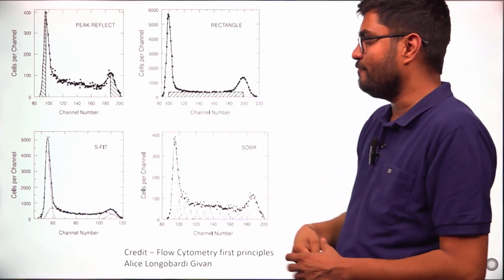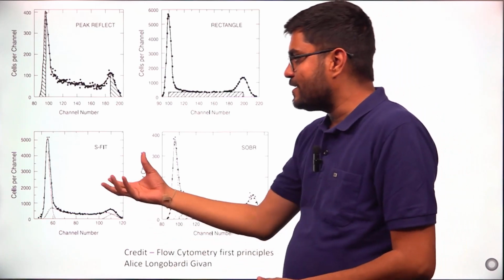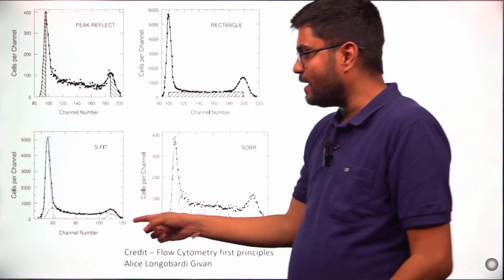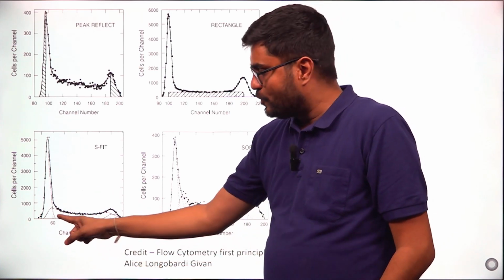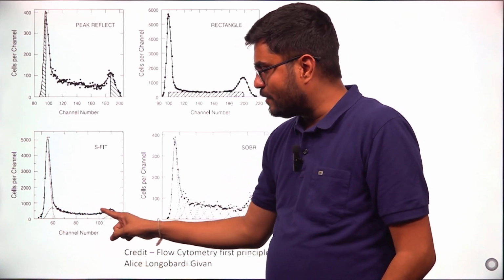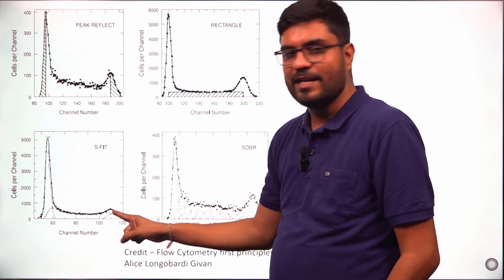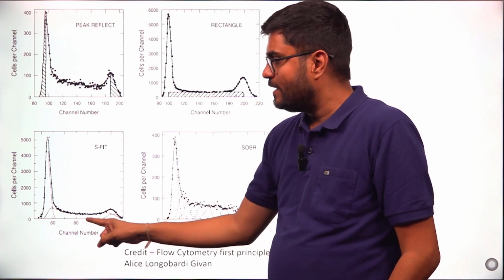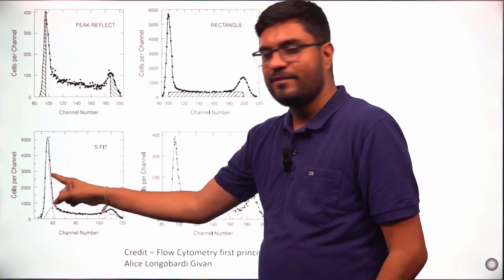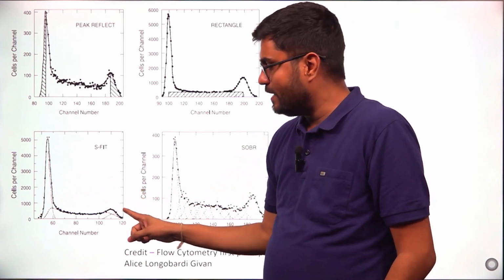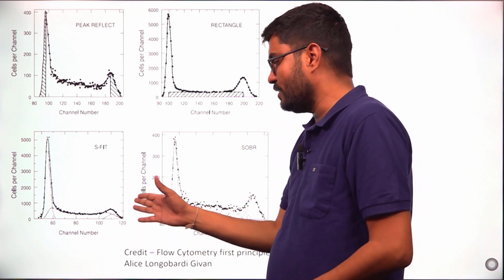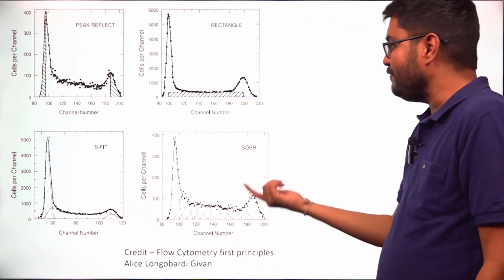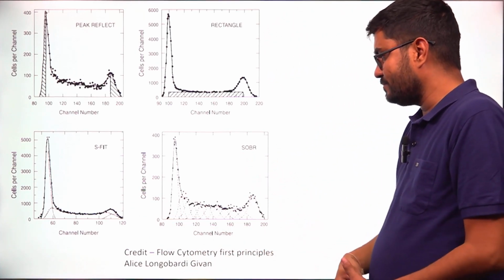The first was peak reflect. The third is S fit. Here a polynomial equation is utilized to create an area which is calculating the S phase, right? And then the remaining area on the left is equal to G1 phase, and the remaining area on the right is what? G2 phase. Then we have the SOBR method.